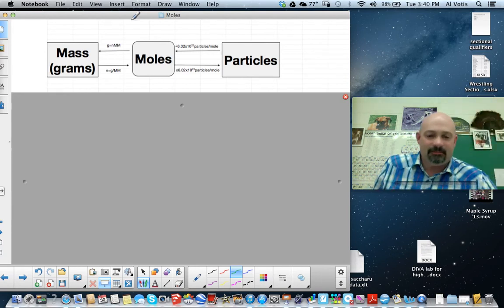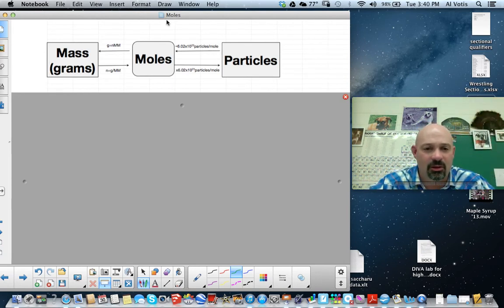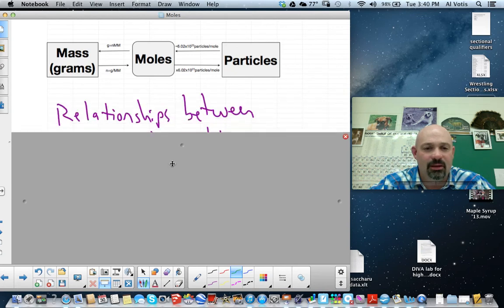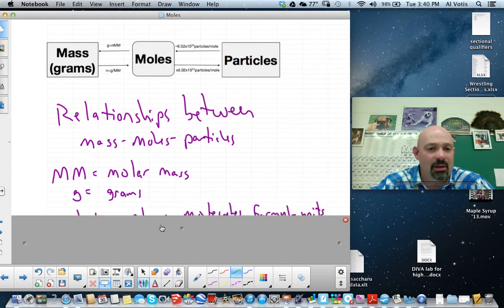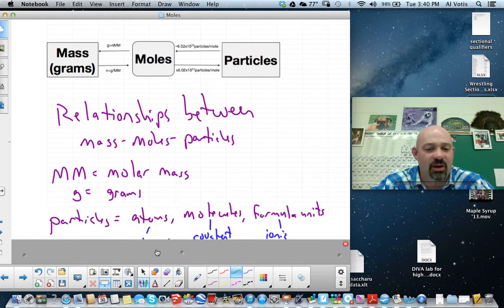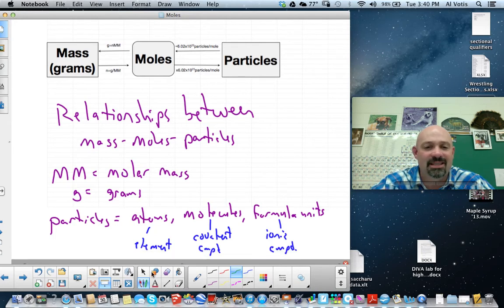Sorry about that. Now if we pull this down a little bit more, we'll explain this again a little bit differently. We're looking at the relationships between mass, moles, and particles in this case. MM is molar mass, G is grams. Again, your particles are those representative particles of a substance. Elements are atoms, molecules for covalent compounds, and formula units for ionic compounds. So if I have moles, I'm going to take moles times the molar mass and I'll have grams. And if I have grams, to get to moles, I'm going to take the grams divided by that molar mass. And we talked about Avogadro's number on the other side.